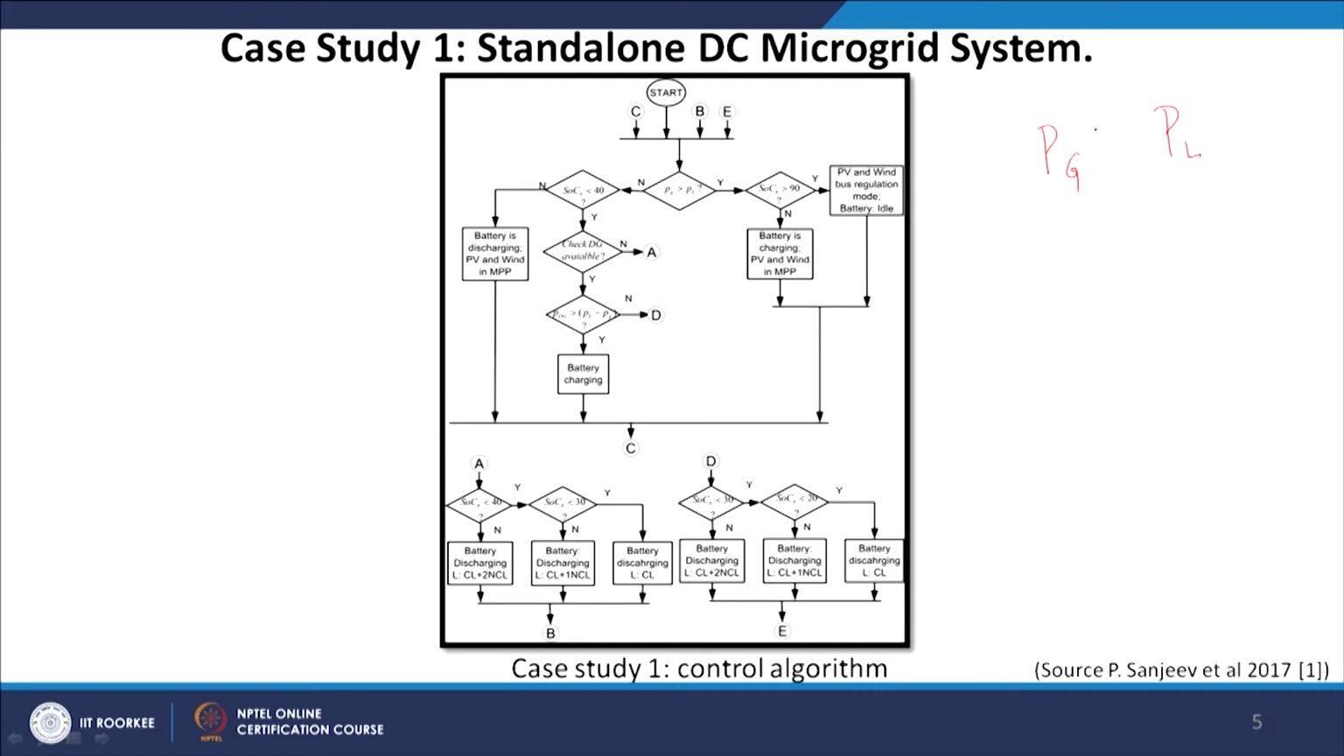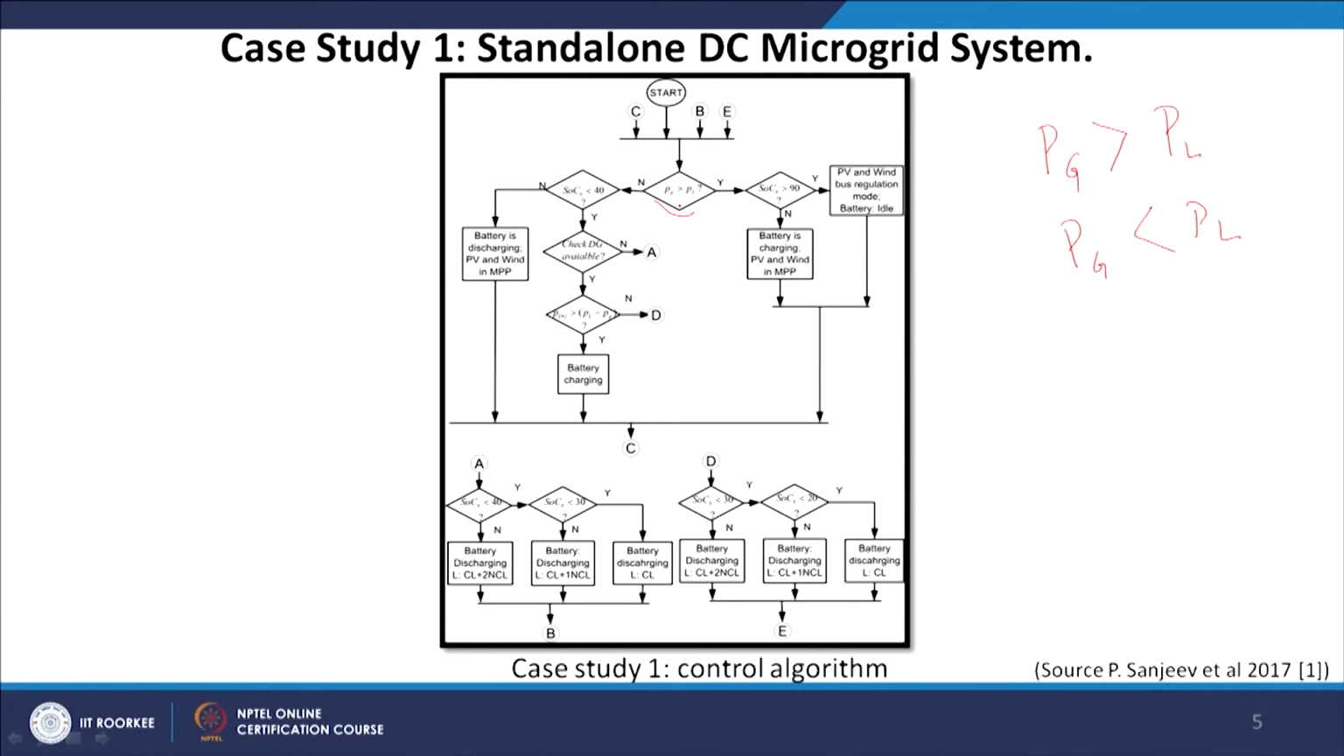Now, the generation may be more than my load, or sometimes the P generation may be less than my P load. So, how do I optimally utilize the resources available to me to operate my DC microgrid when my generation is more than PL, or when my generation is less than PL? Certainly, we need to store when the generation is in excess and discharge the battery when the generation is minimum, depending upon the state of charge conditions of the battery.